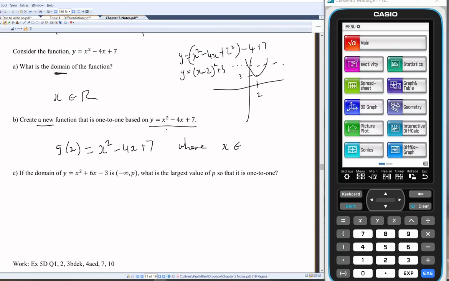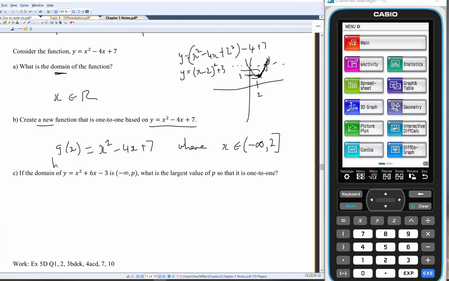So my new function based on this, where x is an element of, and I'm going to let you do it from negative infinity all the way up to the turning point, inclusive of that. And what that's going to do is only accept this part of it. It's going to chop out this part of it, which basically means that I'm going to be one-to-one. It's only this part here. So if I do the horizontal line test, I'm only going to hit a maximum of one y value given any value of x.